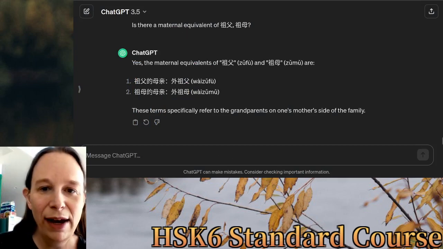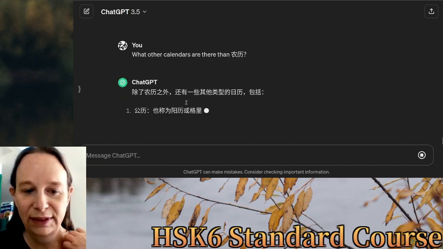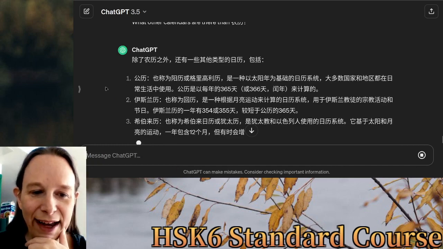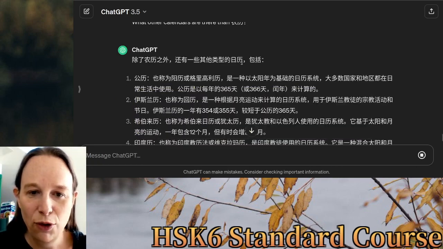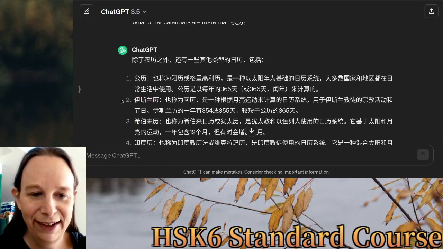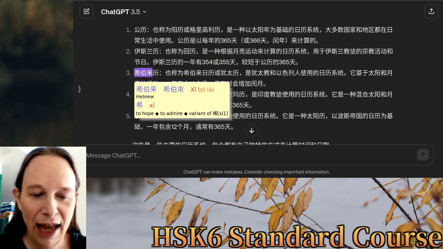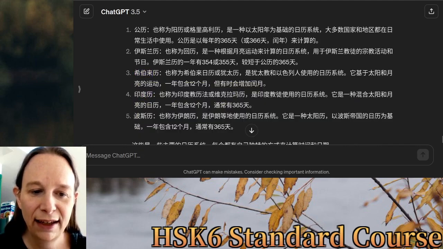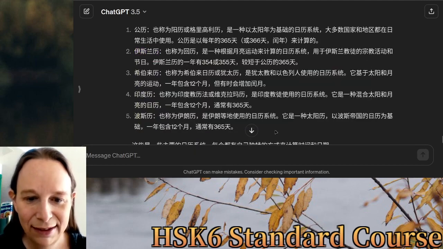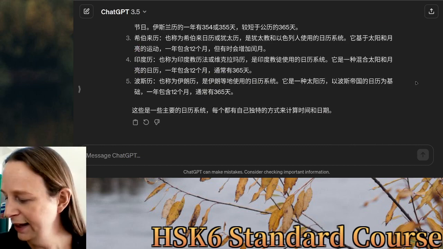So Li is calendar. What other calendars are there? Then Nong Li. Gong Li. So this would be the Gregorian calendar, right? Gong Li. So Nong Li and Gong Li. Islam Li. Okay, so this is the Muslim calendar, right? Or Islamic calendar. I know there's like an Islamic New Year, right? What is this? 希伯来历, Hebrew calendar. 印度历, 波斯历. Is the Persian calendar and the Islam calendar different? Okay. So, what was I thinking? So, 农历.